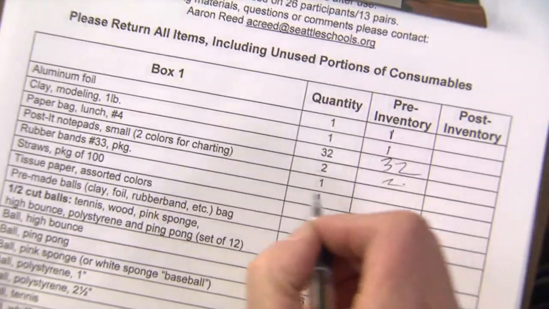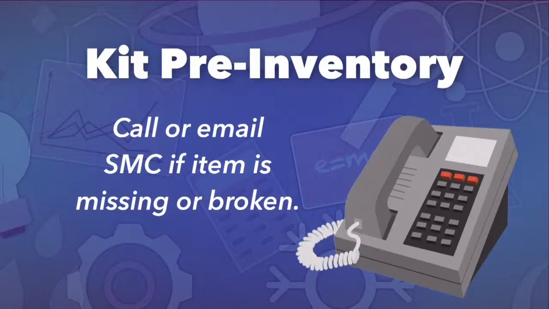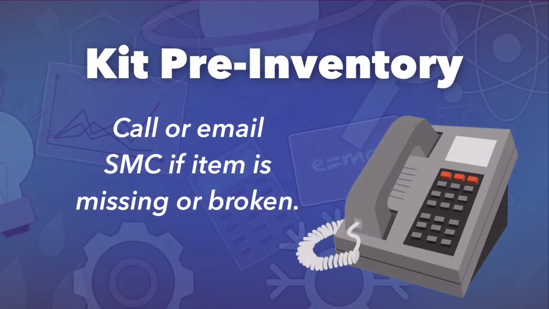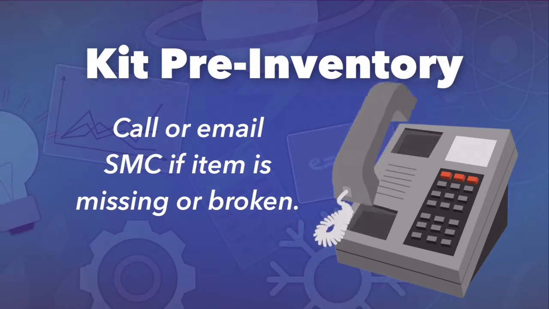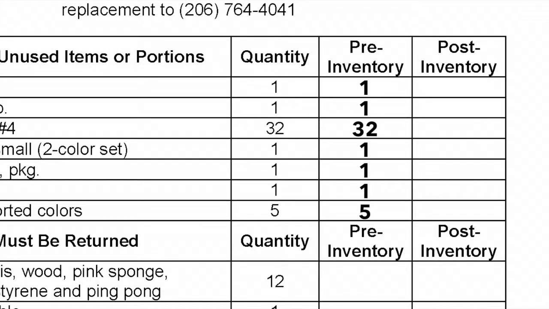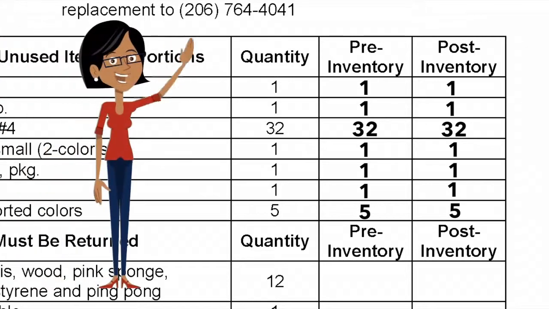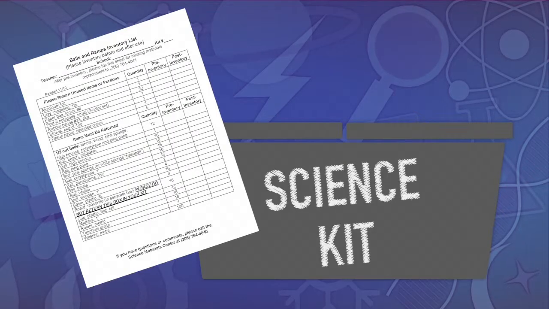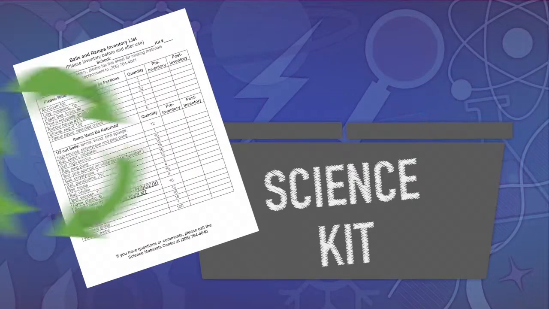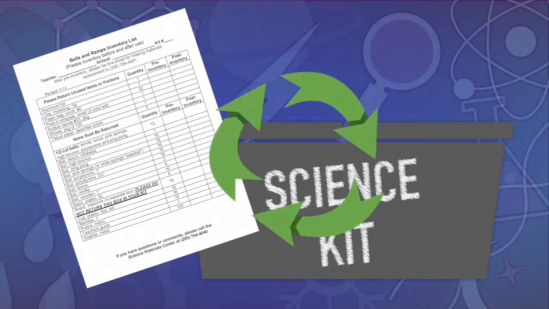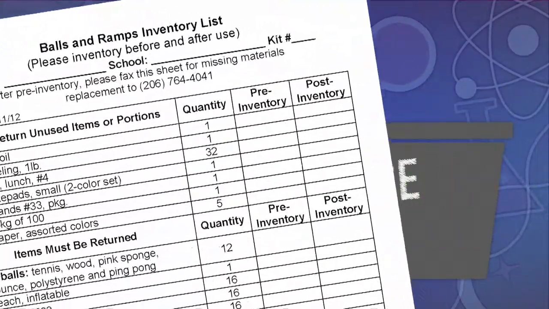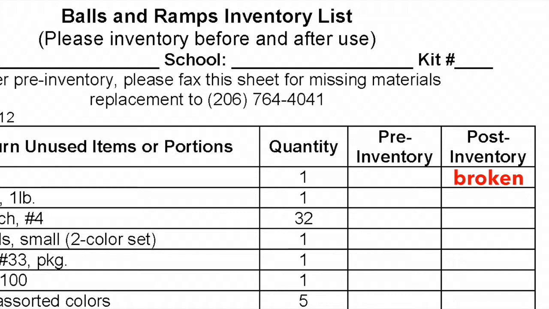Do this pre-inventory a couple of days before so you can call or email the Science Materials Center if something is missing or broken. Doing a post-inventory is required and necessary to be sure all non-consumable items are returned. Again, this is a great job for a volunteer. The Science Materials Center uses the inventory sheets to refurbish the kits for the next classroom. If an item is broken, be sure to mention that so the item can be replaced in the kit.